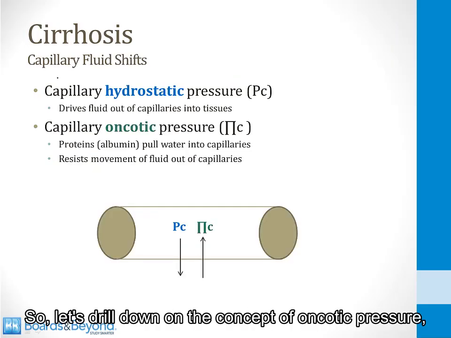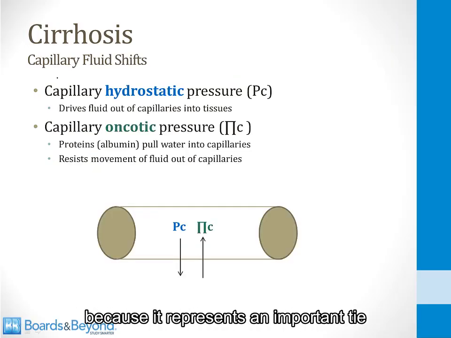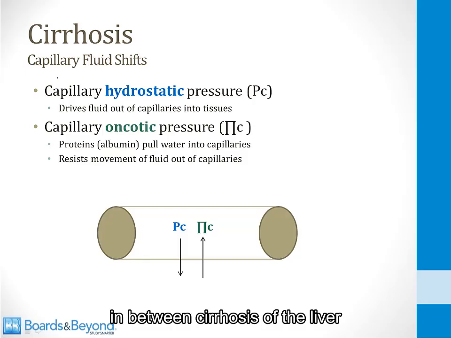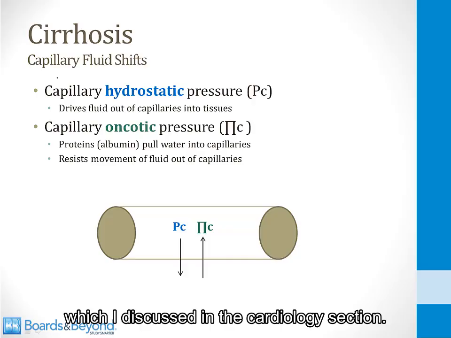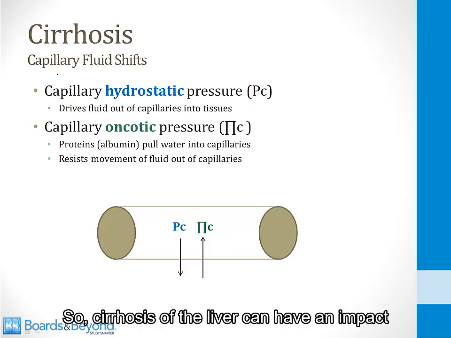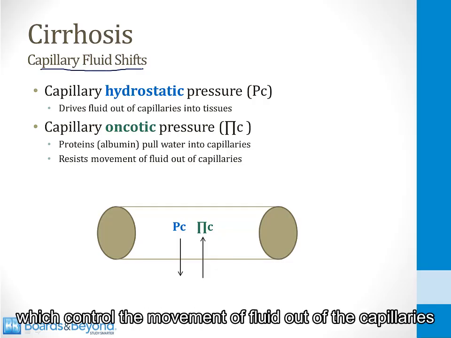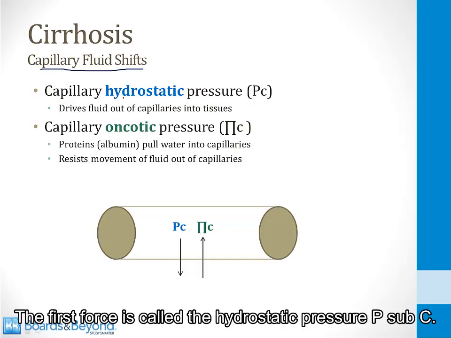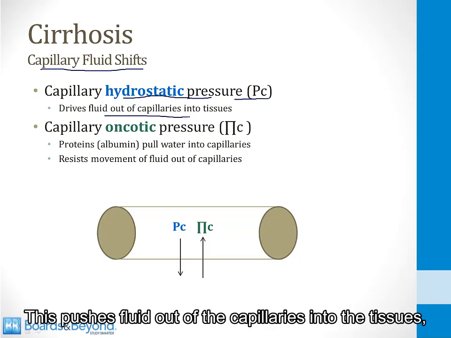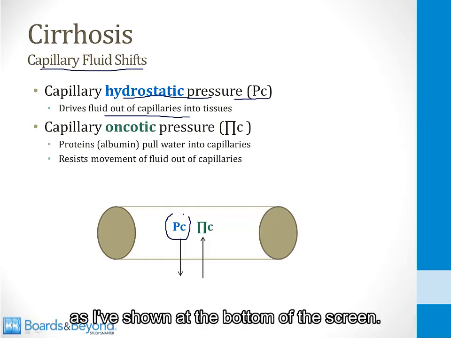So let's drill down on the concept of oncotic pressure because it represents an important tie-in between cirrhosis of the liver and blood flow mechanics, which I discuss in the cardiology section. So cirrhosis of the liver can have an impact on capillary fluid shifts. Recall that there are two forces which control the movement of fluid out of the capillaries and into the tissues. The first force is called the hydrostatic pressure P sub C. This pushes fluid out of the capillaries into the tissues, as I've shown at the bottom of the screen.